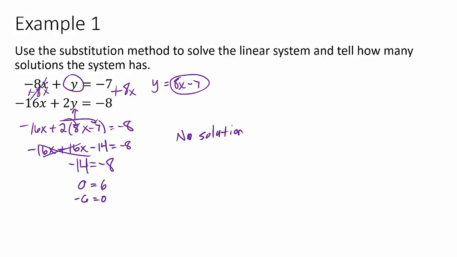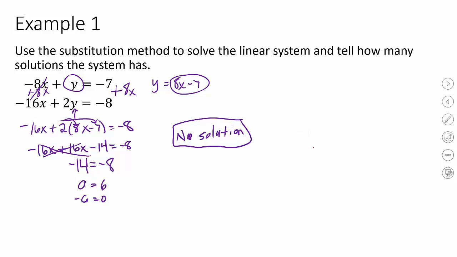What's cool about special cases is that it actually helps us do less work, because once our variables cancel out, we just stop and say either no solution or infinitely many solutions, depending on what it is. So we don't have to go back and try to plug in to find something because there isn't anything to find. There is no answer to this problem.